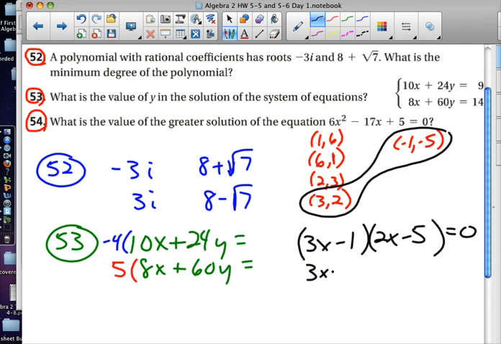So 3x minus 1 equals 0. You'd add the 1 and divide by 3. And then 2x minus 5 equals 0. You'd add the 5 and divide by 2.